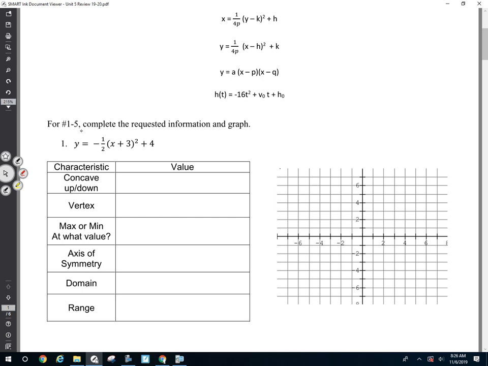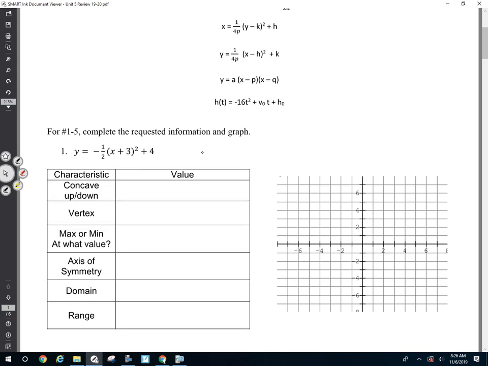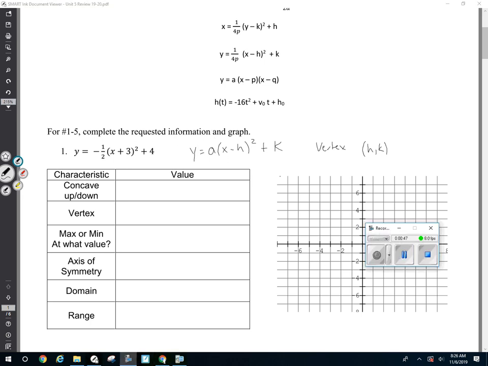Starting with this is in vertex form. Let's just remember vertex form. It's going to be y equals a times (x minus h) squared plus k. We should know that the vertex will be at (h, k). A will tell us if we open up or down. All right, so I see this a is negative, so that means I'm going to open downwards. That's the same as concavity, concave up or concave down.